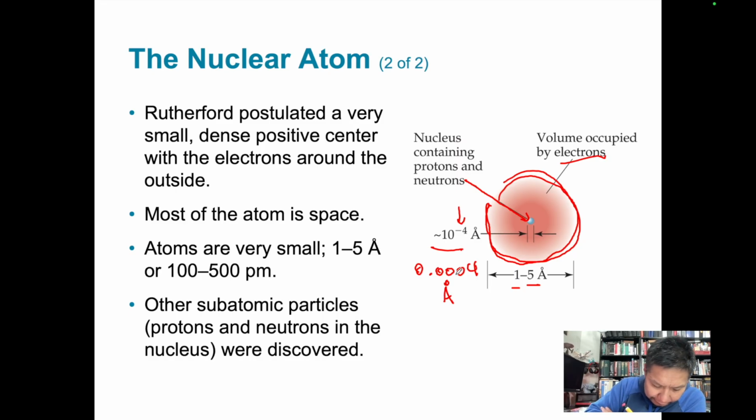Just to give you some more context, 1 to 5 angstroms is about 100 to 500 picometers. Oh, that's tiny, tiny, right? We're not talking about millimeters or centimeters. We're not talking about nanometers or micrometers. We're down to the picometers, right? Very, very small.